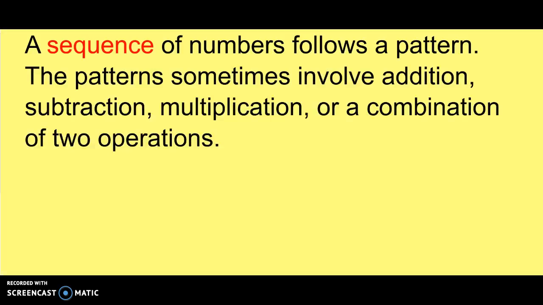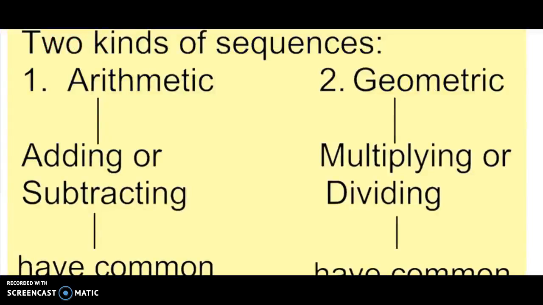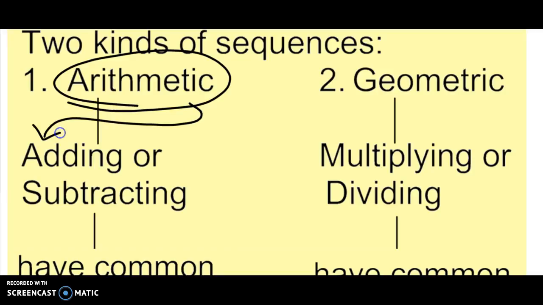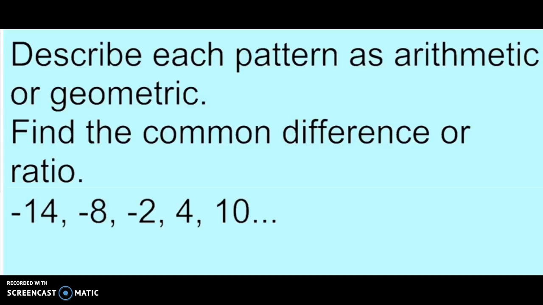So a sequence is a sequence of numbers. It usually involves addition, subtraction, multiplication, or a combination of those. There are two kinds. There's the arithmetic, where you're adding. I use the same letters there to remember. And then there's the geometric kind, which we'll talk about tomorrow, where you're going to multiply. Actually, we are going to talk about geometric today. So find the common difference or ratio.